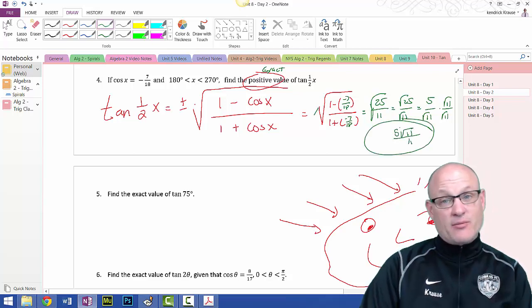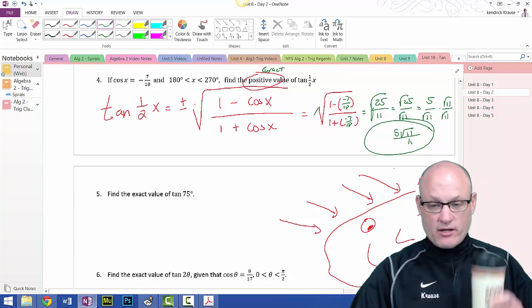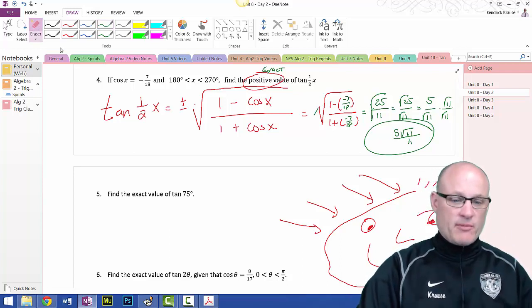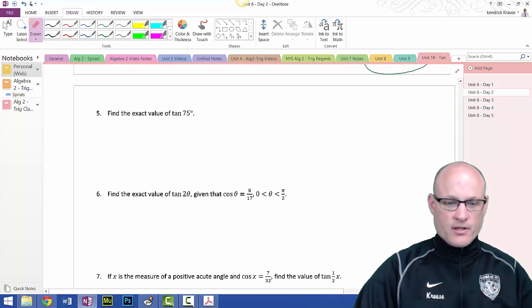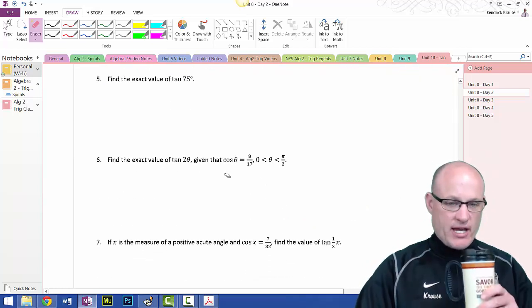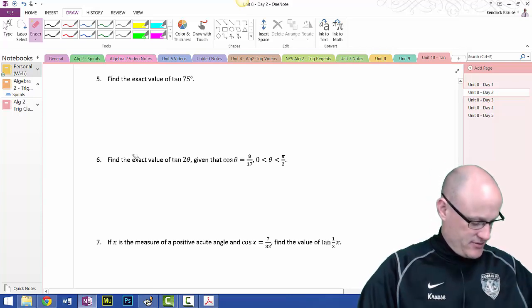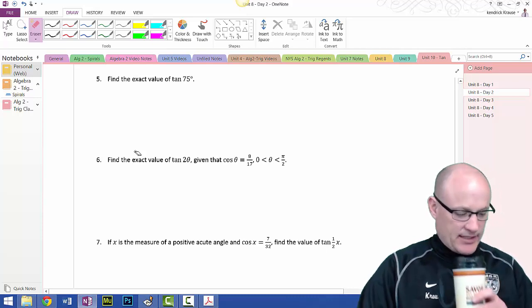Yeah, these are not going to be as easy as the other ones are. They require definitely some more coffee. Let me get rid of my sick drawing. Let's try the exact value of tangent of 75. Oh. All right, so, oh my gosh.